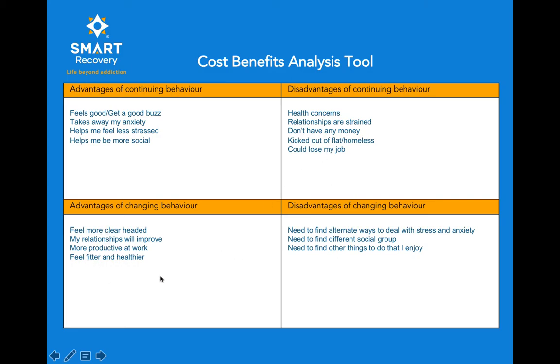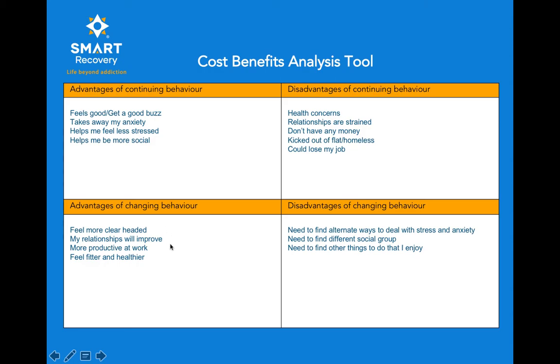Also down here is the advantages of changing. Now this is good because it helps us understand, well, if I'm able to implement these changes, this is what will happen in my life. I'll be able to feel more clear-headed, my relationships will improve, I'll be more productive at work, my boss will be happier, I'll be fitter and healthier.